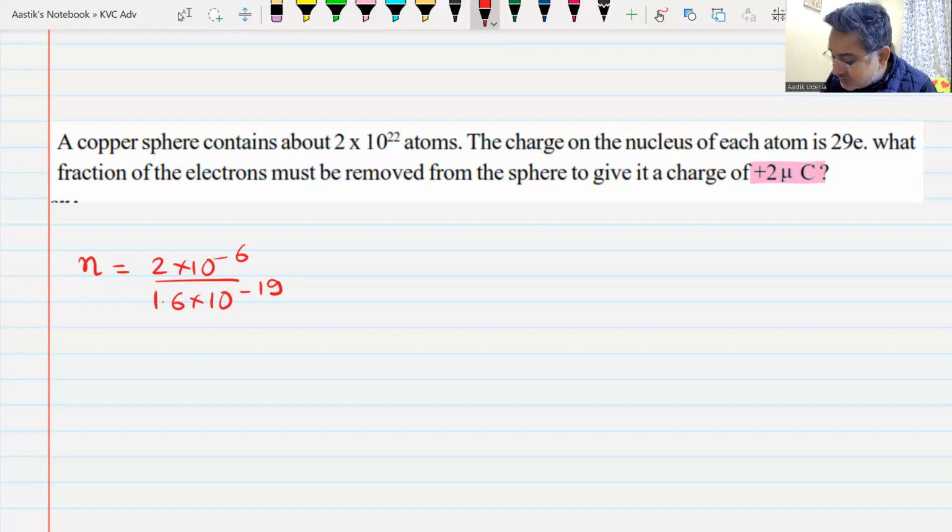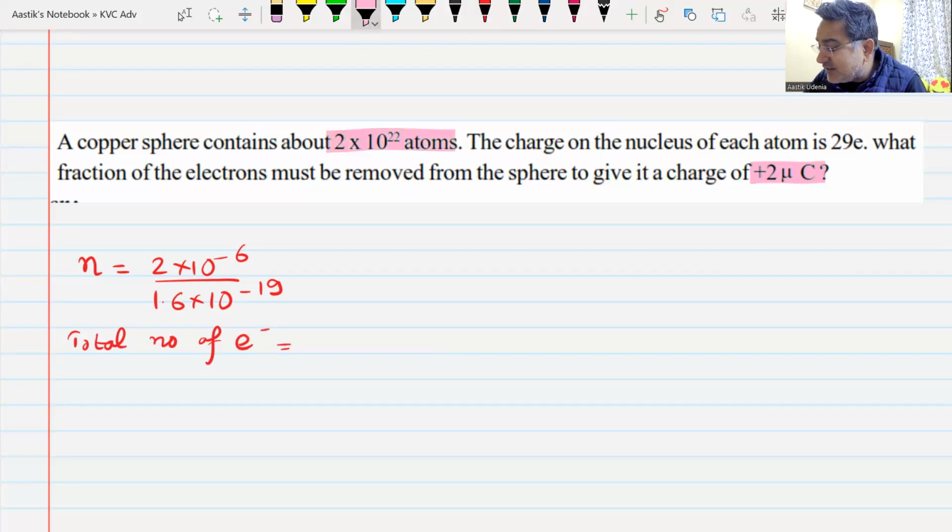Is it such a difficult question? Huh? Total number of electrons? What is the total number of electrons? This has got nothing to do with physics. This is maths. A sphere has so many atoms. I'll give it to a third standard student, he will tell me the answer. My kid is in second standard, he will tell me the answer.